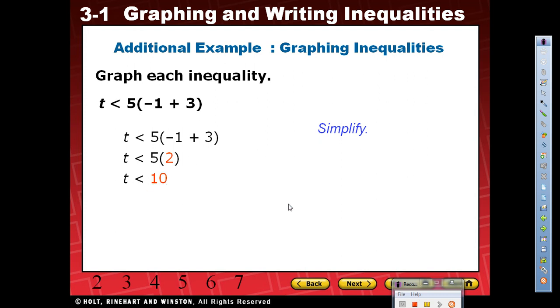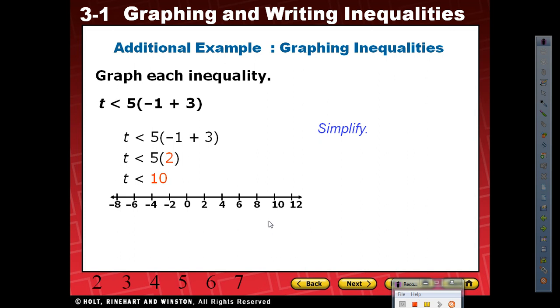So on my number line, here's my number line. What's my dividing point? 10, which is right here. Does it include the point? No, it doesn't have the equal sign, so we just circle the spot. There it is. And t represents all the numbers. Any number less than 10.